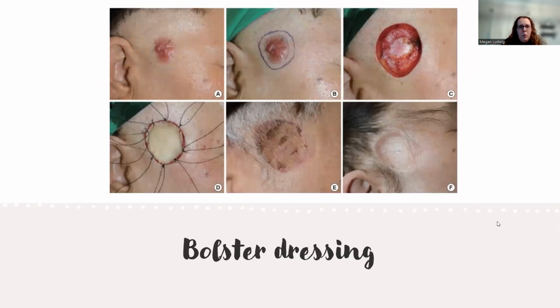Here's another unique one called a bolster dressing. We do these pretty often if there's some sort of skin cancer. We have to take a relatively big piece off and put a skin graft on, which is what this is here. It looks like it's from another area of the body. So it's a circle. It's not going to close well.